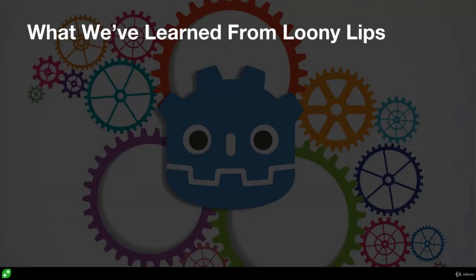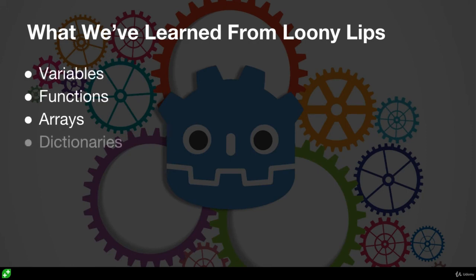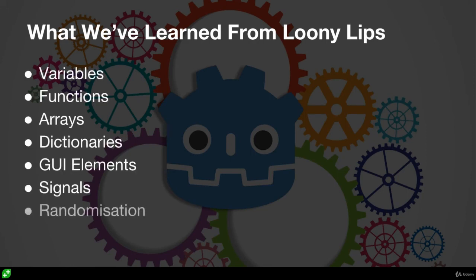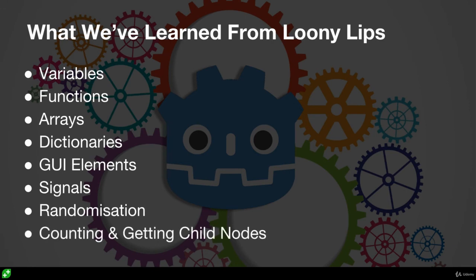So what have we learned from Loony Lips? Just a handful of things that we've learned. Variables, functions, arrays, dictionaries, GUI elements, signals, randomization, and counting and getting child nodes. We've also talked about some other stuff in there. The most essential things we've looked at are variables, functions, and conditions, right? With these 3 things, you can accomplish pretty much anything. There are more efficient ways of doing things, more elegant ways of doing things, but that's the basics of modern programming. So, excellent work. I hope you've really enjoyed this section.